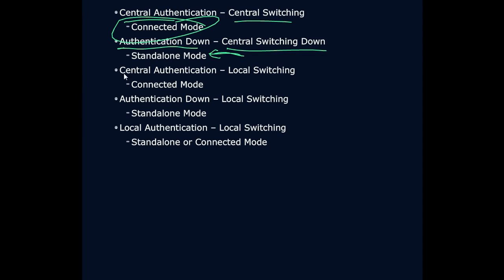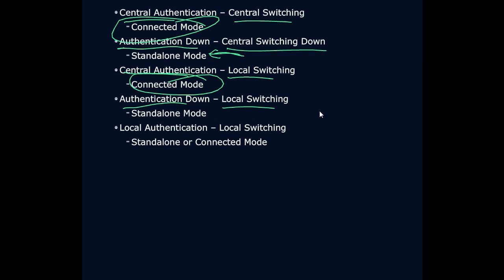What happens if central authentication is down? Central authentication is up, but we have local switching. We are in connected mode, right? Because that means the wide area network is up and we're just doing local switching traffic. We're fine.